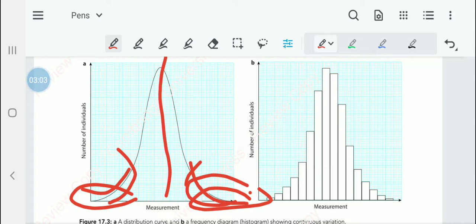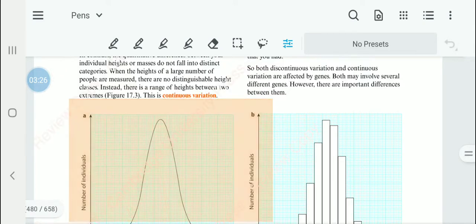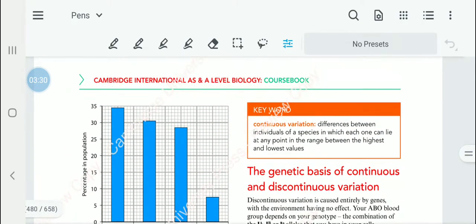But that does not mean there is no limit to that. There is a limit. You don't see people who are 12 feet tall or 100 feet tall. There is a limitation, and it stops somewhere. We need to understand where it stops and how it reaches that point, right? So those are continuous variations as against the discontinuous variations that we discussed earlier.